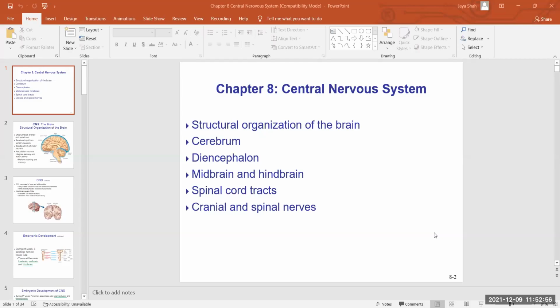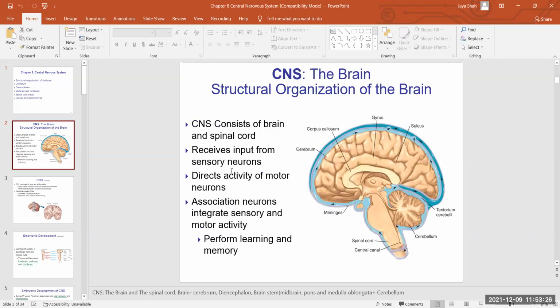Chapter 8, Central Nervous System. In this chapter, first let's know the parts of the nervous system in the central nervous system. So you start from cerebrum, and then diencephalon, then brainstem, okay? And in brainstem, you have midbrain, pons, and medulla oblongata, and then spinal cord, spinal cord tracts, cranial nerves, and spinal nerves, okay? So parts of the brain, as I said, cerebrum and all the parts, okay?